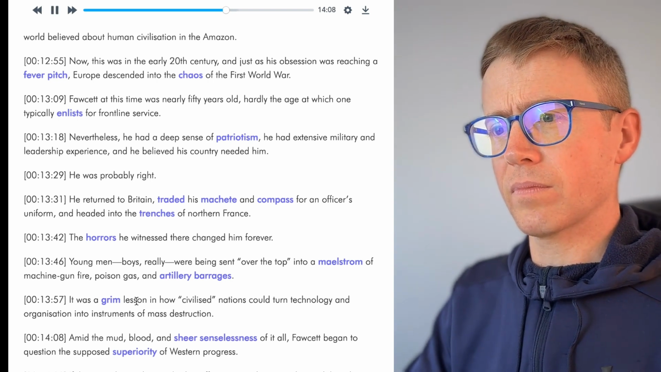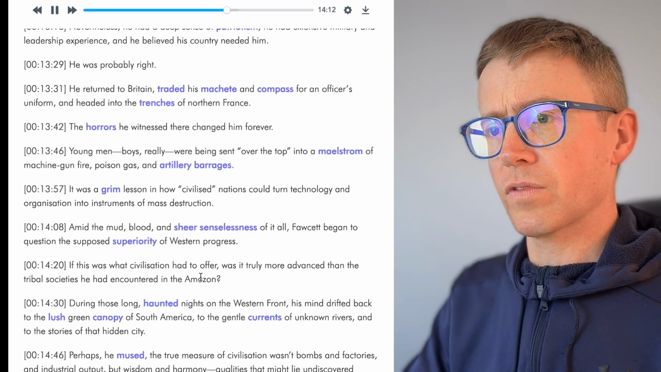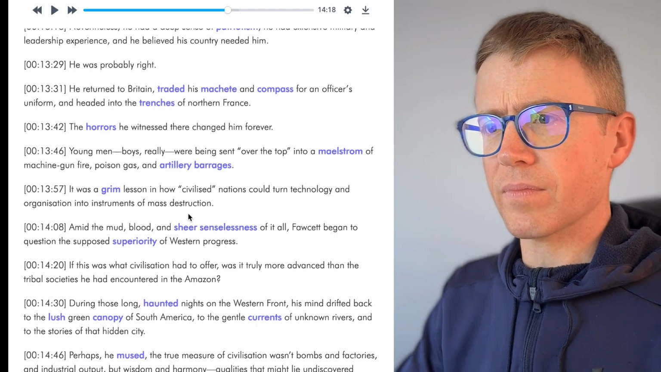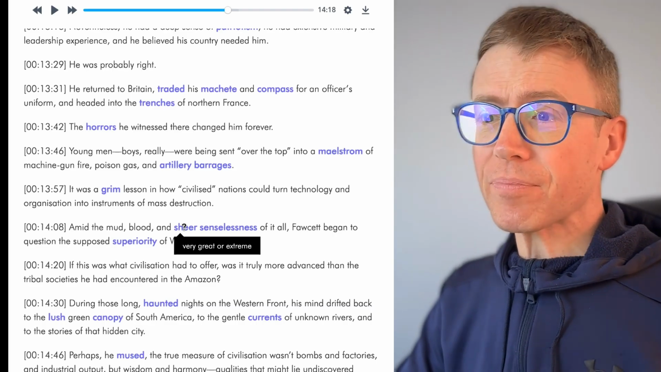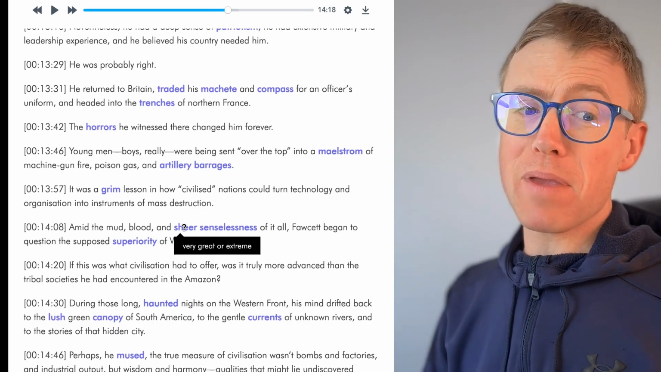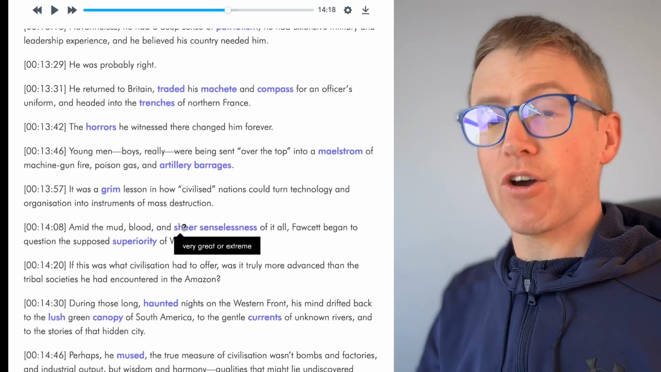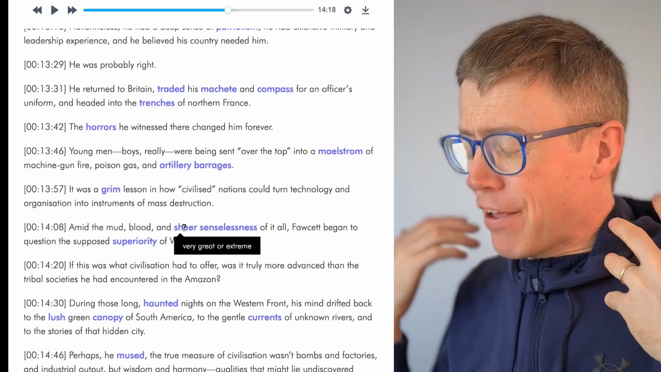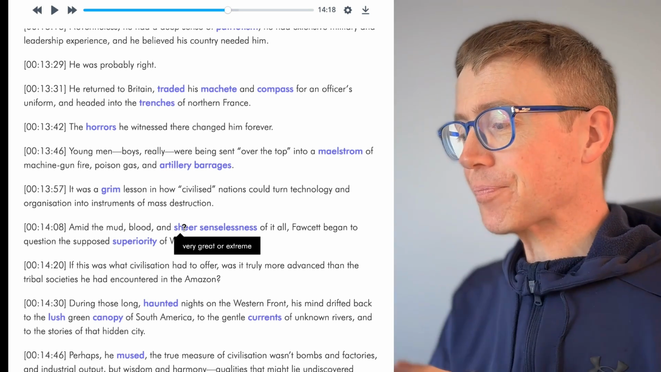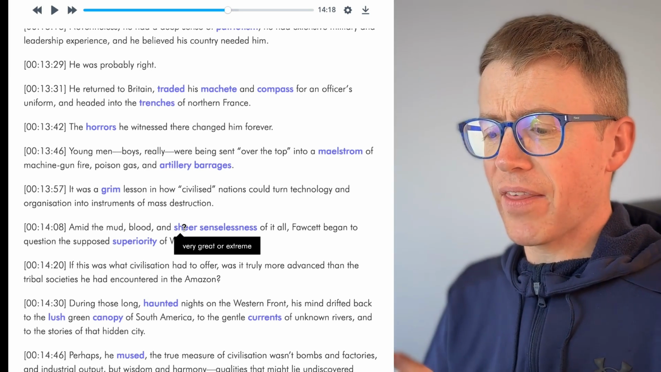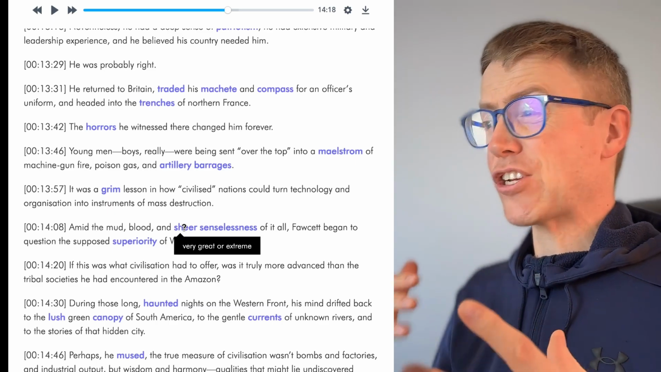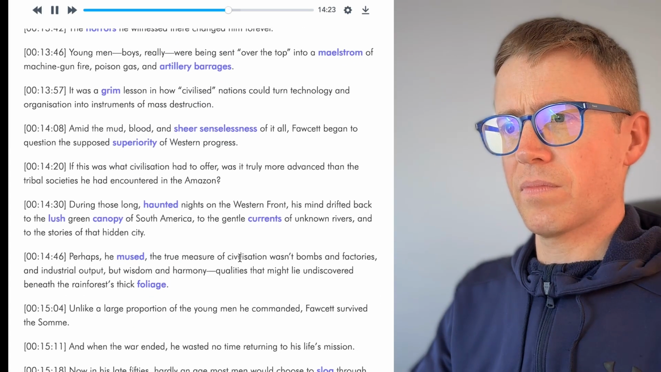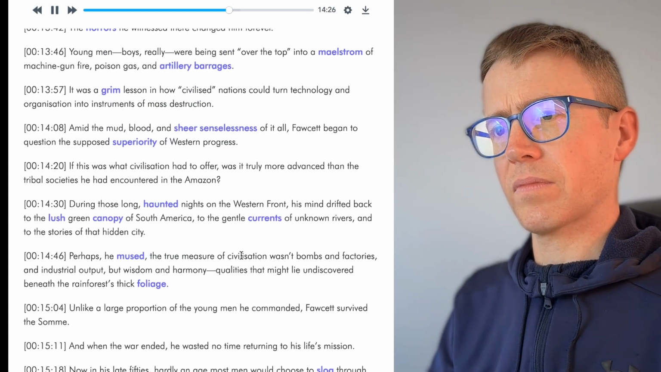Amid the mud, blood, and sheer senselessness of it all, Fawcett began to question the supposed superiority of Western progress. This is another good word, sheer, meaning very great or extreme. It can also mean kind of completely vertical in the context of a cliff or something like that. But here we use it to mean kind of a complete senselessness, the sheer senselessness. You can use it with lots of other kind of descriptive nouns as well, like the sheer absurdity of the situation.